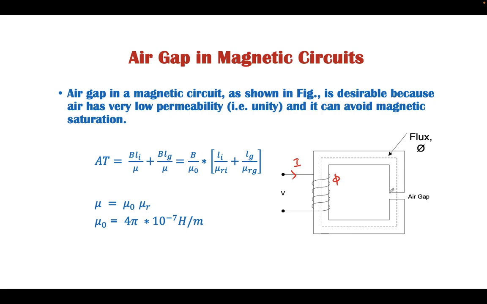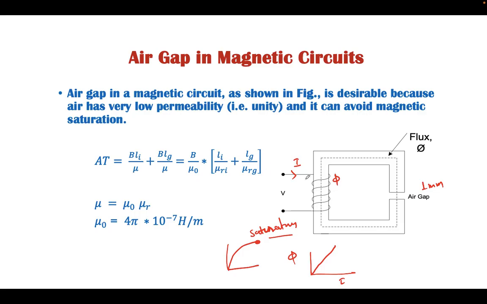Then this magnetic core has a property that when the current is increased, a stage will come when there will be no more increase in flux, and this is known as saturation. To avoid this saturation, we create a small air gap, generally of 1 mm or even less than that. With this air gap, there will be no saturation, the relationship between I and phi will follow a straight line, and this magnetic core will never be saturated.